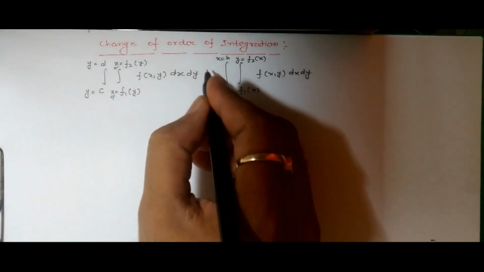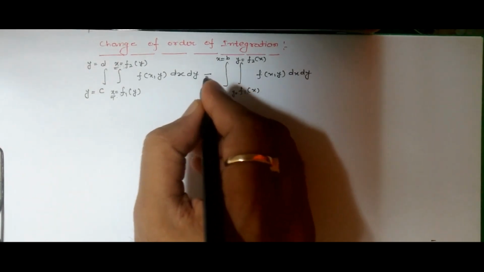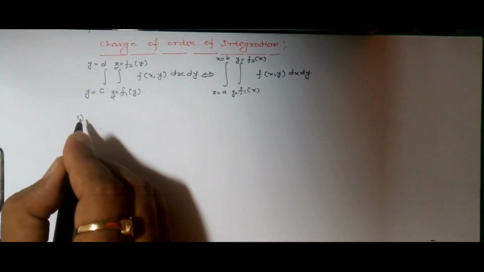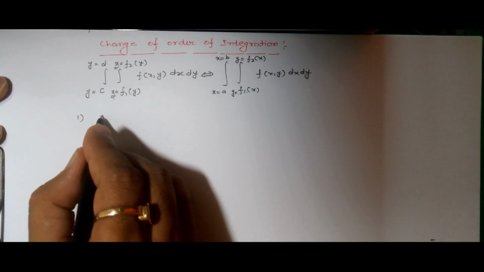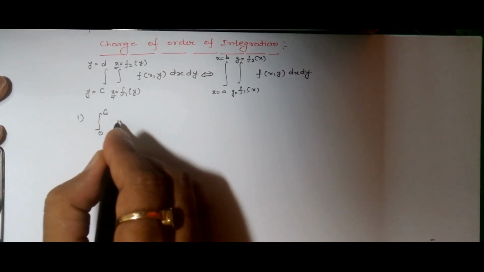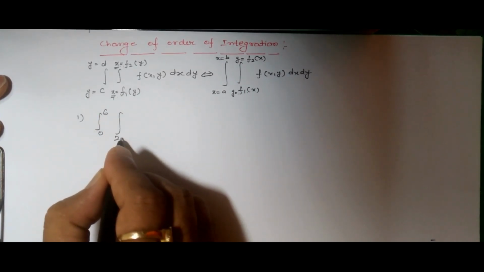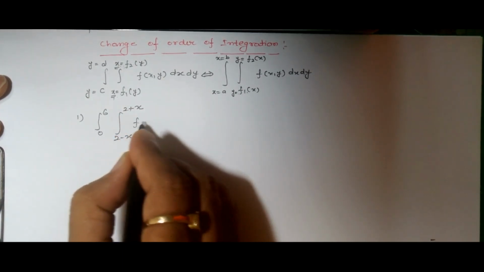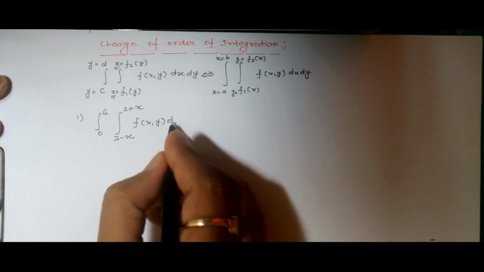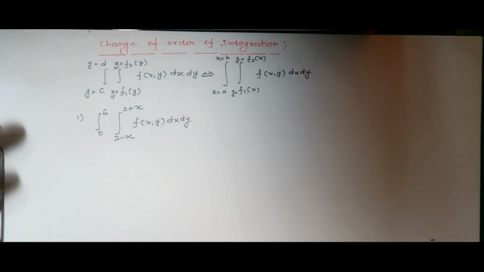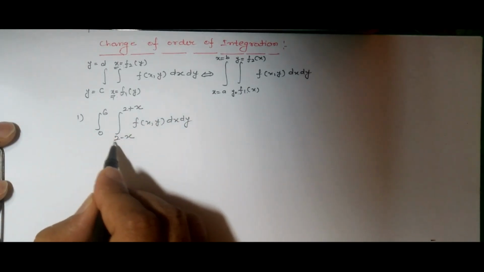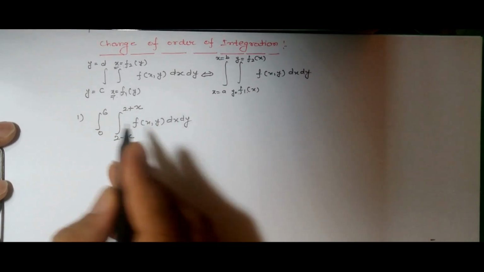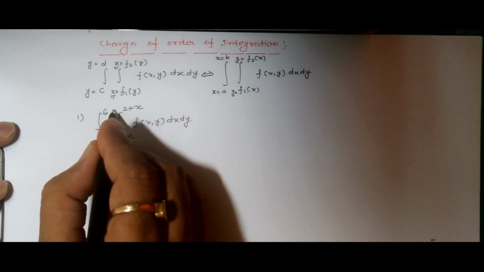Now to explain this to all of you, I'm taking an example. The question given to us is the integral from 0 to 6, 2 minus x to 2 plus x, f(x,y) dx dy. This is the problem given to me to change the order. Now if you look, this is the limit of the x variable. So definitely they are the limits of y.